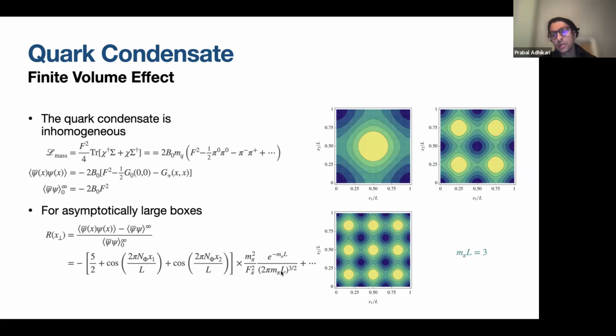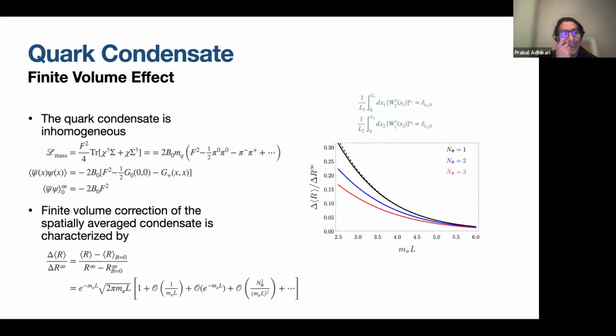Lattice QCD, however, doesn't generally consider these because the statistics is pretty bad. The signal is pretty noisy. So what they typically do is they look at the averaged quantity. And the average quantity can be characterized by this ratio. So basically what one does is one takes the infinite volume result.